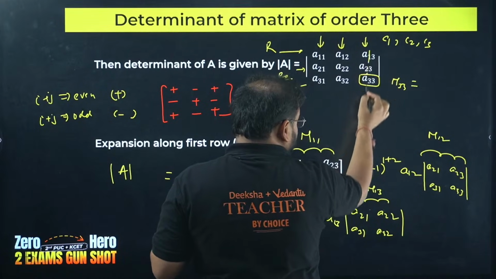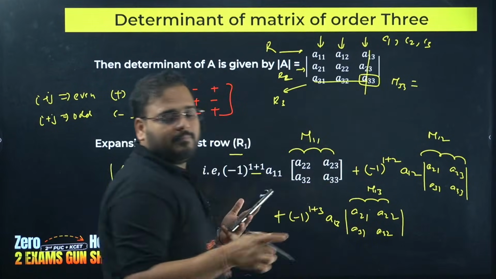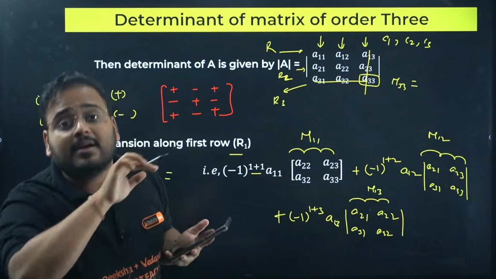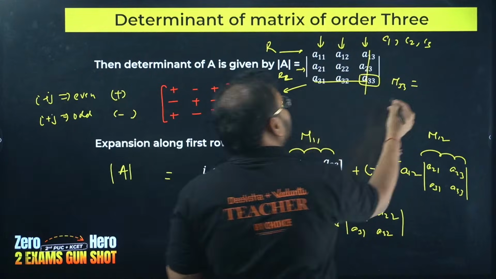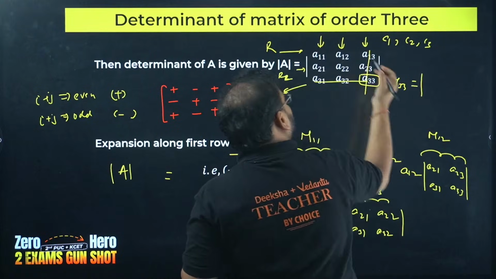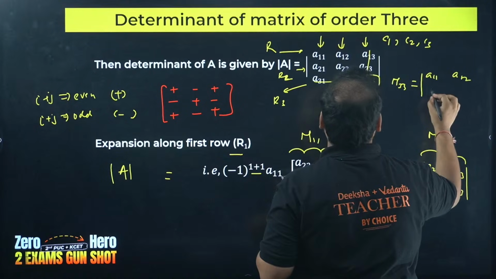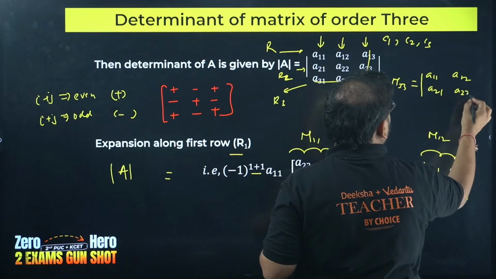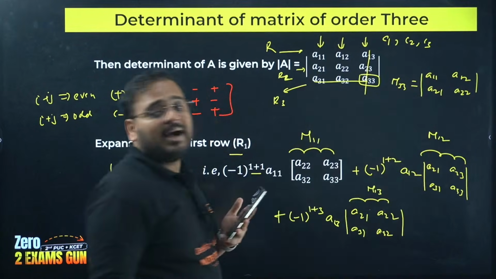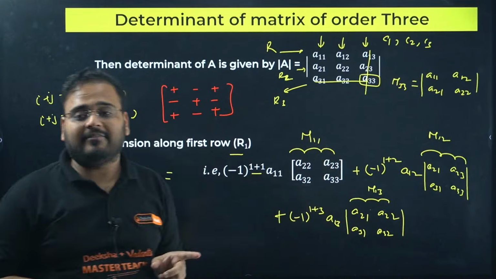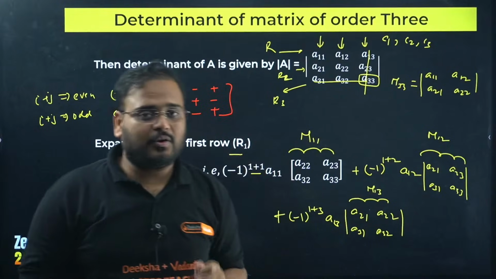Then I'm going to remove that particular row and column. Basically, the address of that element will be removed, and the remaining elements will be written in matrix form. So we have A11, A12, A21 and A22. This will be your minor M33. For every element that you have, you'll always have a respective minor.